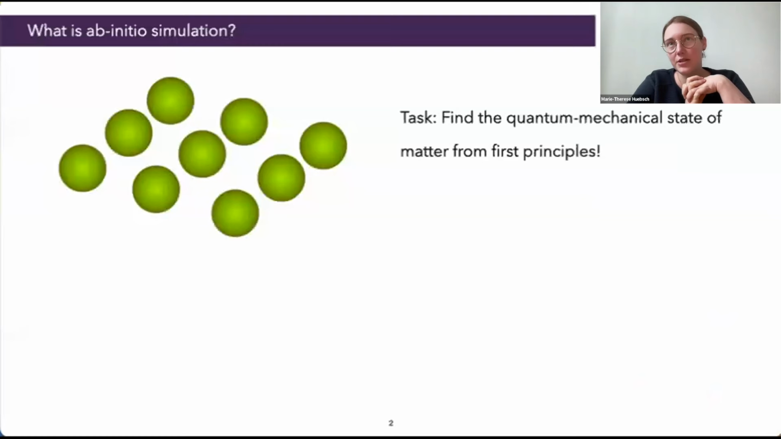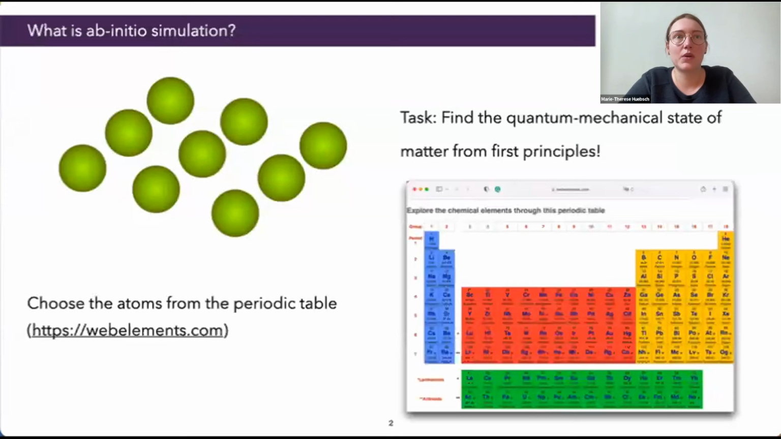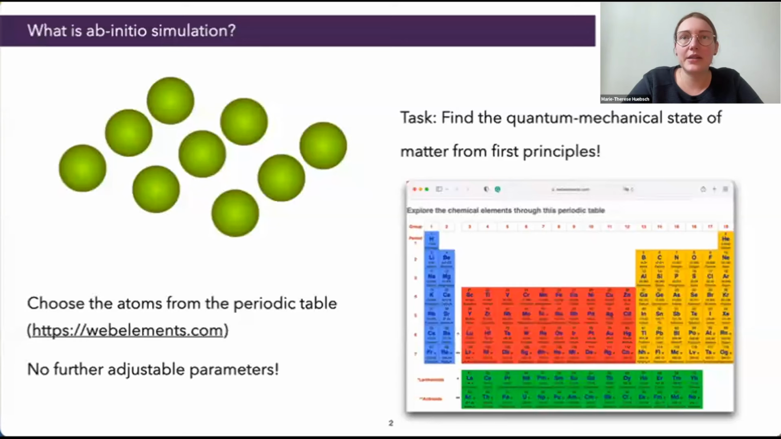So, what is ab initio simulation? This is a bit philosophical. The aim is to find the quantum mechanical state of matter from first principles. So we want to describe the properties of a material merely by choosing the atoms from the periodic table and performing a computer simulation. Often ab initio calculations are used to reproduce, or that would be even better, to predict experimental results. There should be no further adjustable parameters in the calculation. Otherwise, some heuristics enter the theory, and this is then not truly from first principles anymore.